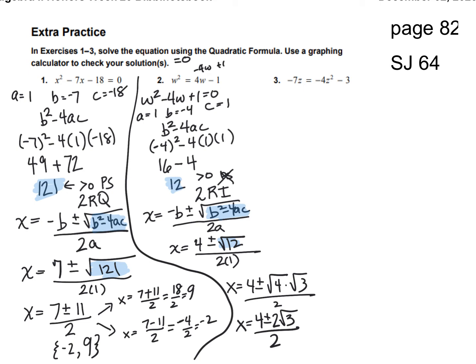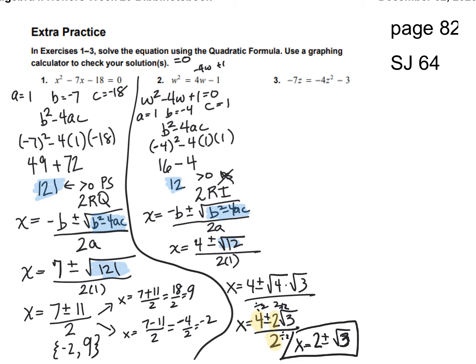I need to check this number and this number. Do I have a common factor that I can divide by? Yes, I do. I want to divide each of these by 2 because that's my common factor. So x will equal 2 plus or minus the square root of 3 over 1, and I don't have to put that 1. So that's my solution, 2 plus or minus the square root of 3.